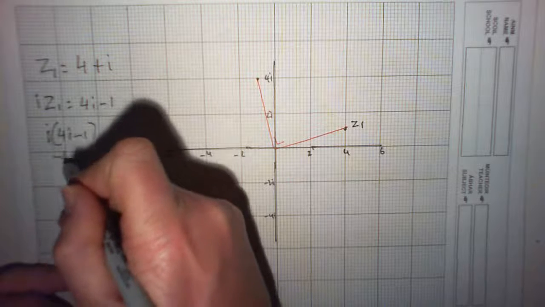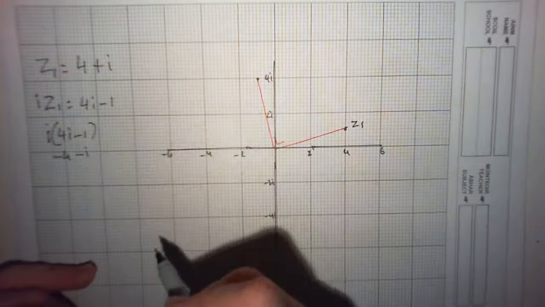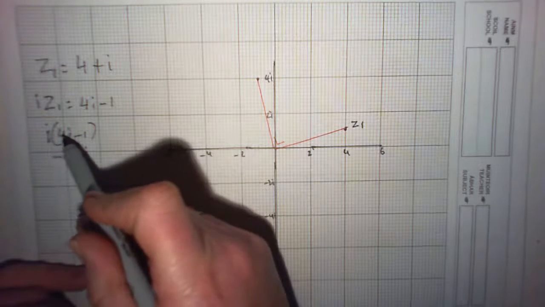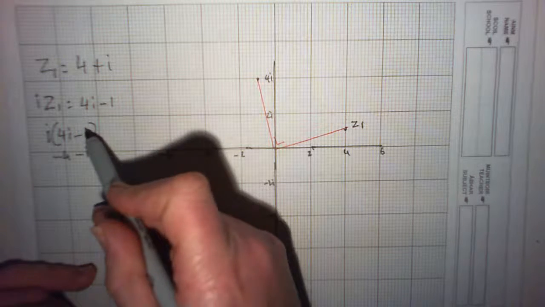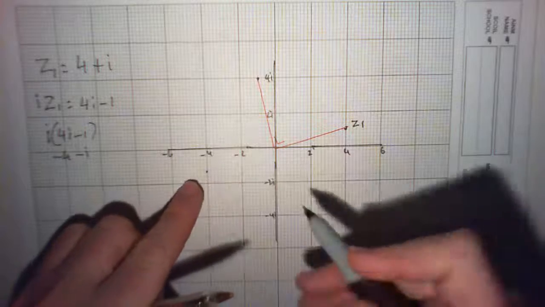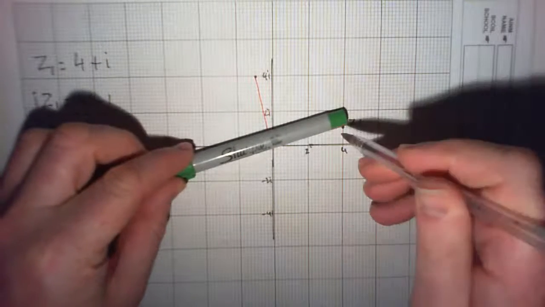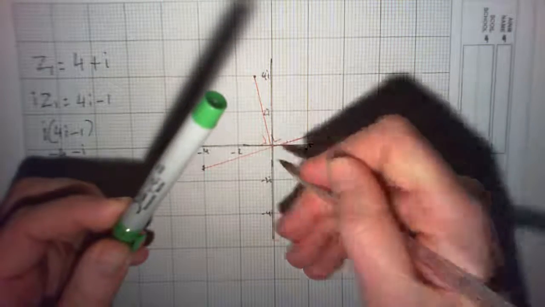What's that going to give you? Minus 4 minus i. Okay? Where's the minus 4 coming from? 4 is just a 4. i squared is minus 1, so that's a minus 4, and you still have the i. Where's minus 4 minus i? Somewhere around there. Okay? Which, would you believe, is 90 degrees that way?